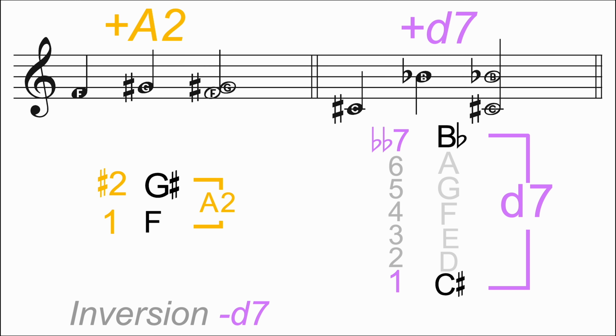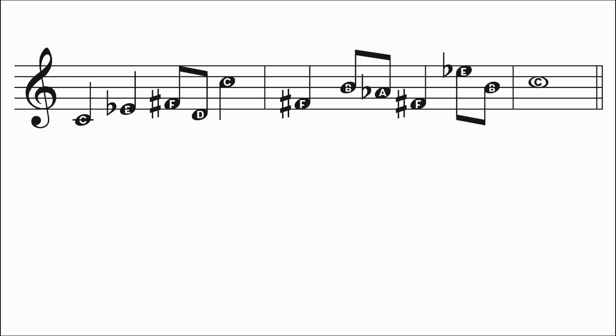Or we could practice this using the inversion. That'd be an augmented 2nd down. So C sharp to B flat would be your augmented 2nd. So let's try this really crazy melody that we have.